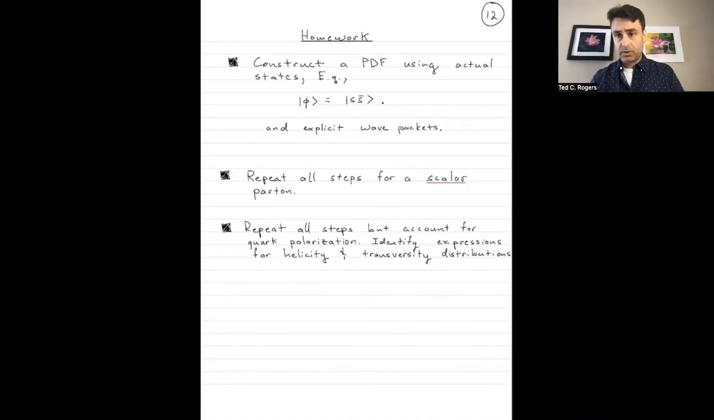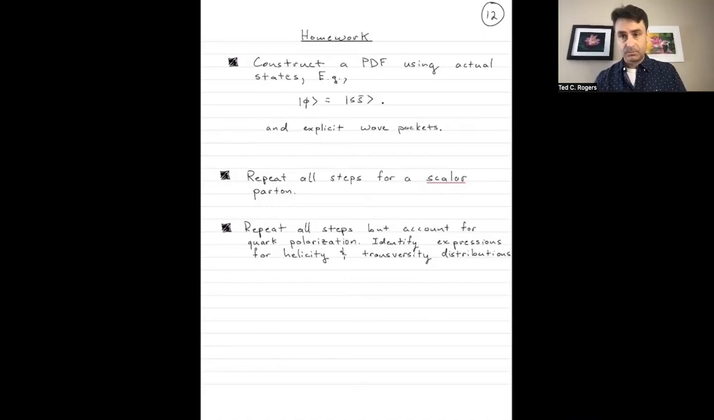I did everything for a fermion, because I'm thinking about quarks. You can do the same set of steps for a scalar parton, and that can be instructive. You can compare what you expect from a scalar quark versus a fermion quark in, say, deep inelastic scattering. So it's useful to have the expression for a parton density for a scalar. And in principle, it should actually be somewhat simpler because, well, it's a scalar.